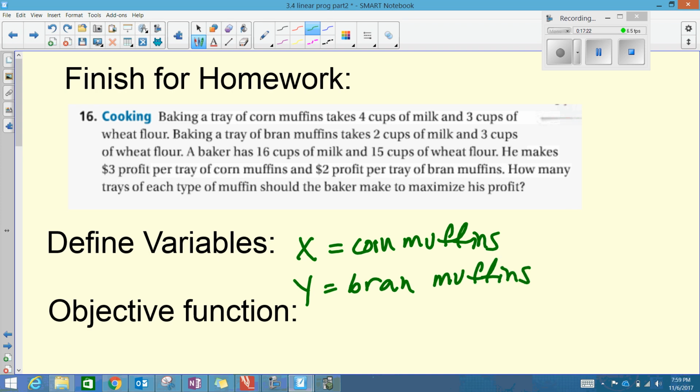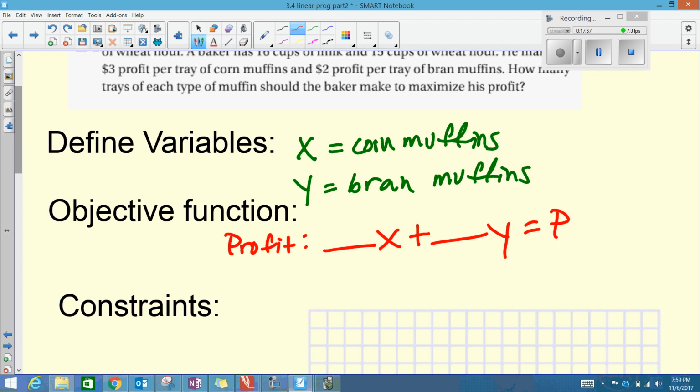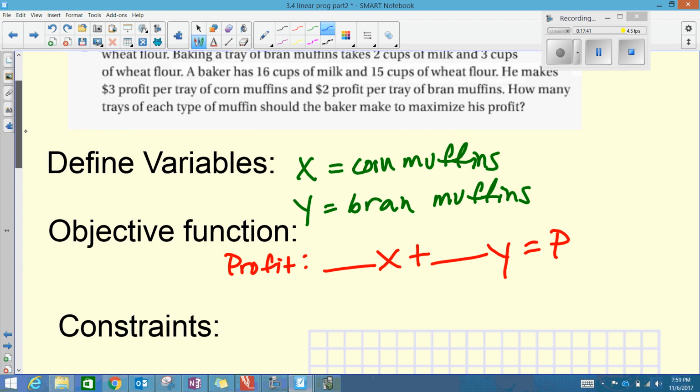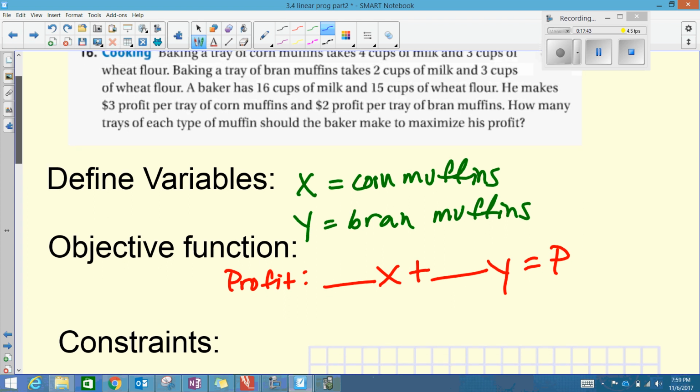Okay? Your objective function is going to be profit, right? So you're going to have to find how much profit is in corn muffins and multiply that by X, and how much profit is in bran muffins. And then your constraints, you're going to have one constraint that's all about the milk.